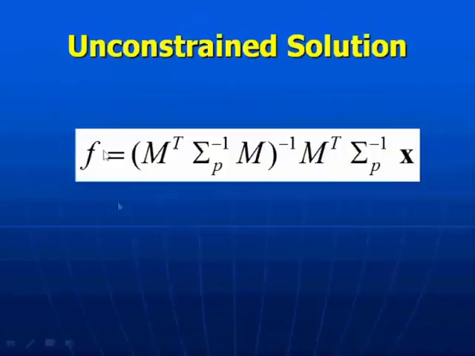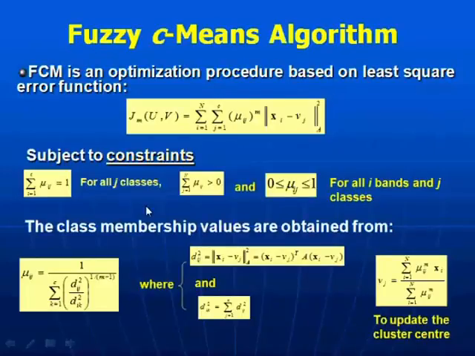So this is an unconstrained solution coming from least square adjustment. As you can see, F is the class proportion, M is the end member matrix, and sigma is the pooled variance covariance matrix. So the solution is the inverse of M transpose sigma inverse M, times M transpose sigma inverse X. This equation will give me class proportions of each pixel.